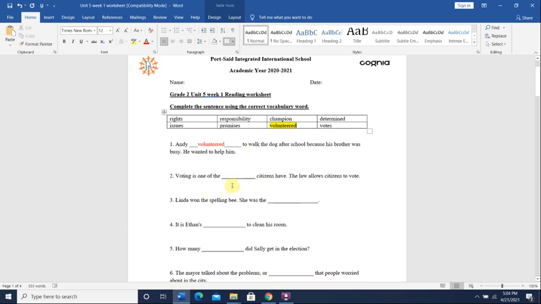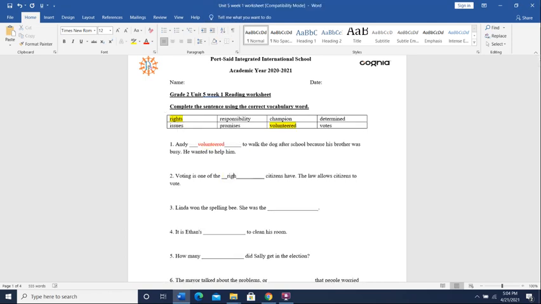Voting is the blank citizens have. The law allows citizens to vote. That means they have the rights. When you are allowed to do something, that means you have the right. One of the rights citizens have. This is a permission citizens have, but at a certain age. You are allowed to vote when you are 16.